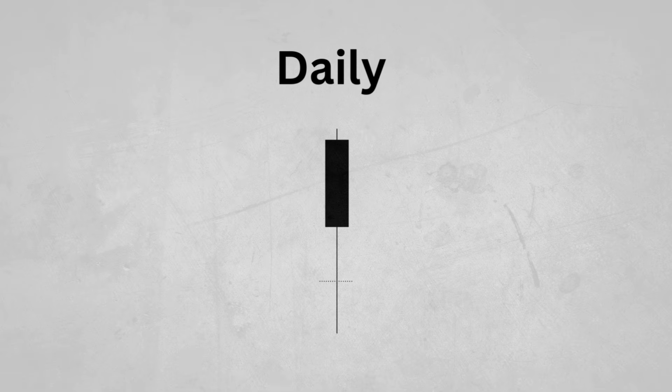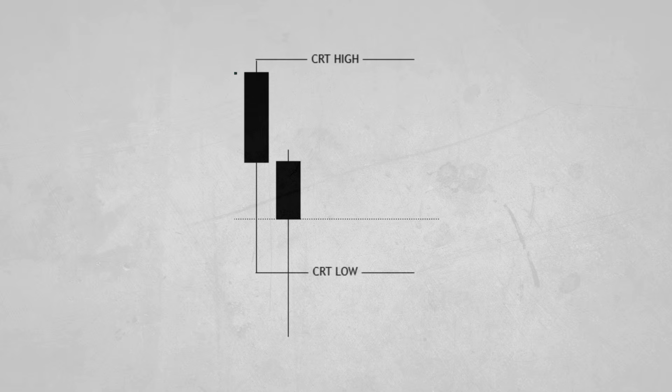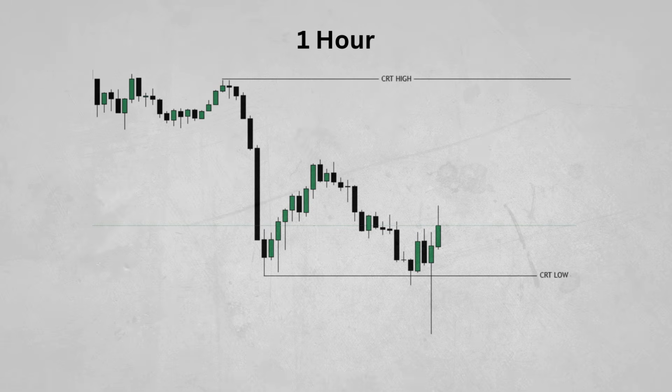This is the daily chart. Price swept the candle's low and then closed above it. That means we are now aiming for price to take out the CRT high. Since we're using the daily chart based on time frame alignment, we'll drop down to the 1-hour chart to look for entries. On the 1-hour chart, we can clearly see that the CRT low was actually a liquidity sweep.